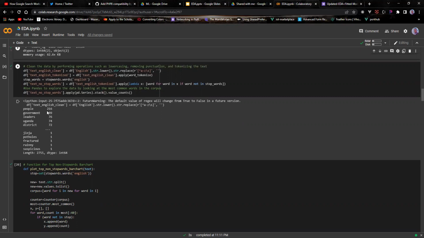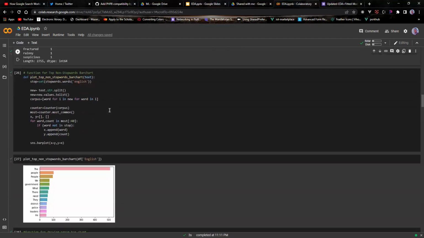So here we try to do some cleaning to create a column with no stop words. We try to remove the they, he, all those words that won't make meaning during translations. As you can see, when we remove those, we can have words like people being the highest, and words like government, leaders, Uganda, district. You have removed most of the prepositions that don't carry meaning during translation.